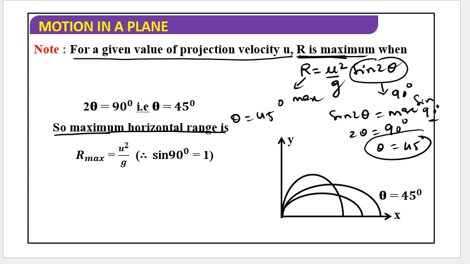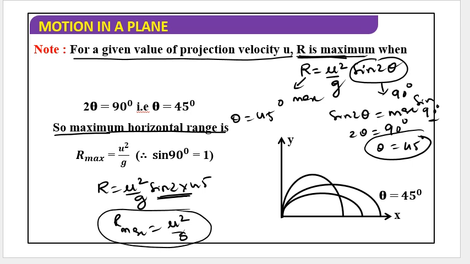When theta is equal to 45 degrees, substitute here: r is equal to u square by g sin 2 into 45. 2 into 45 means sin 90, and sin 90 value is 1. Then the range is maximum, that is equal to u square by g.